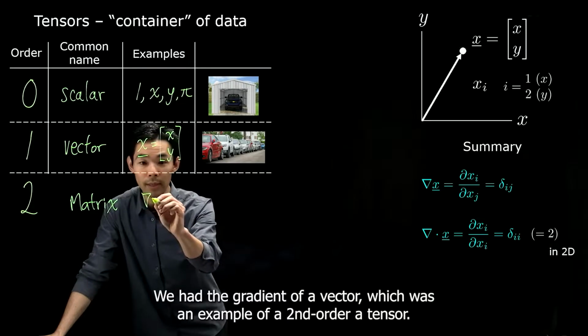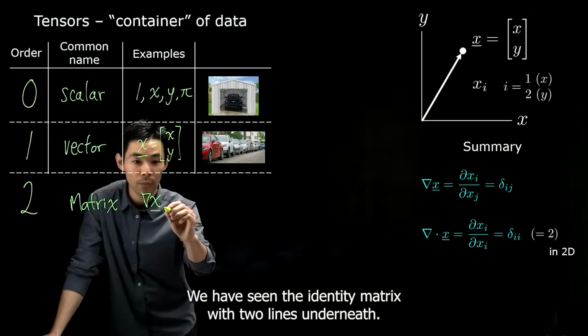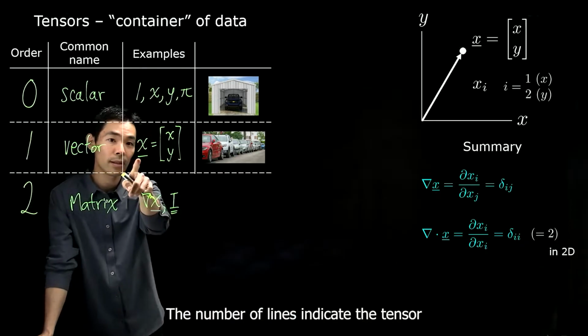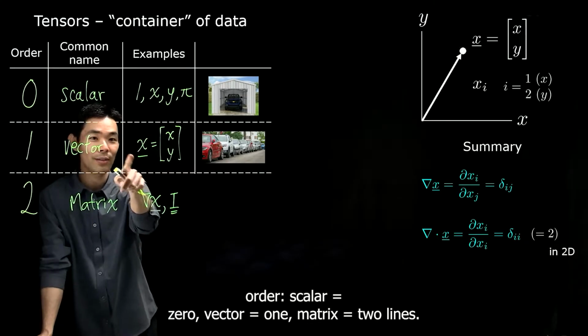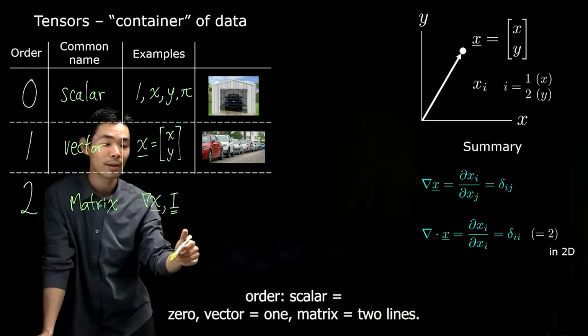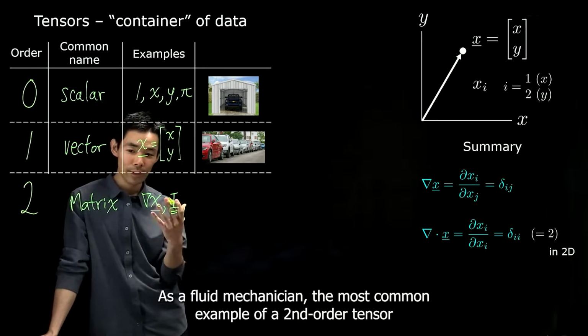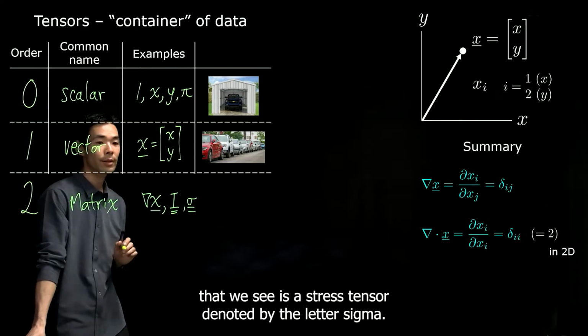So we had the gradient of a vector, which was an example of a second order tensor. We have seen the identity matrix with 2 lines underneath, right? The number of lines indicate which order tensor you are. So 0th order has no line, 1 line, first order tensor, 2 lines, second order tensor. And as a fluid mechanician myself, the most common example of a second order tensor that we see is a stress tensor denoted by the letter sigma.